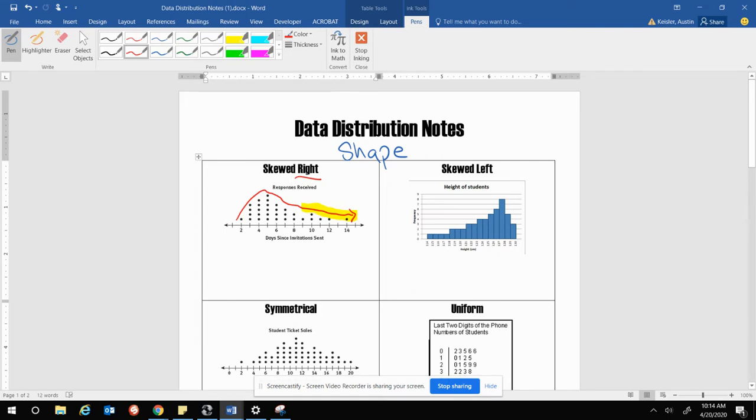I can do the exact same thing with the histogram. If I trace over those bars, I can see on this one, a lot of these students' heights are over here between 125 and 129 centimeters. There's only a few kids whose heights are down here in the 114 to 118 range. So it kind of veers off to the side, again, like a roller coaster. And this time my tail goes to the left. So this is going to be a skewed left graph.